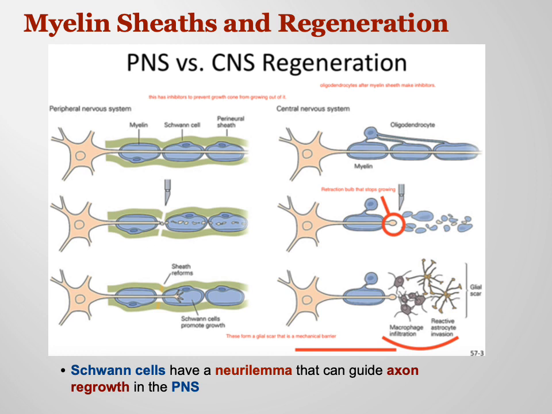In the central nervous system, it doesn't work that way. The oligodendrocytes do not provide that neurolemma, that regrowth tube. And so when you sever axons in the central nervous system, they don't grow back. That's why spinal cord injury doesn't repair itself. So if you damage your spinal cord and axons are severed, they can't grow back because the oligodendrocytes can't provide that regrowth tube. That's why, generally speaking, damage to the spinal cord is permanent, whereas damage out in the periphery will often repair.